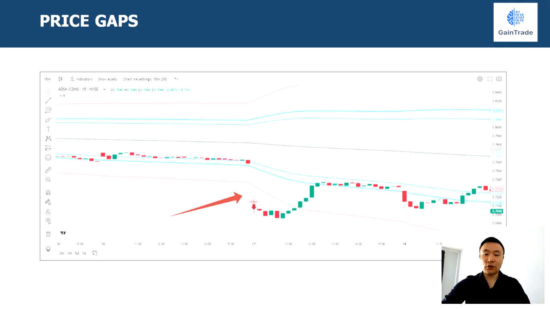Here you can see a chart with a clear example of a gap. You can see on the chart that the price on the 17th, at the opening of the trading session, was below the red line, which is the stop loss, and the position was closed. Unfortunately, the price was lower than the planned stop loss and therefore led to a bigger loss for the trader.